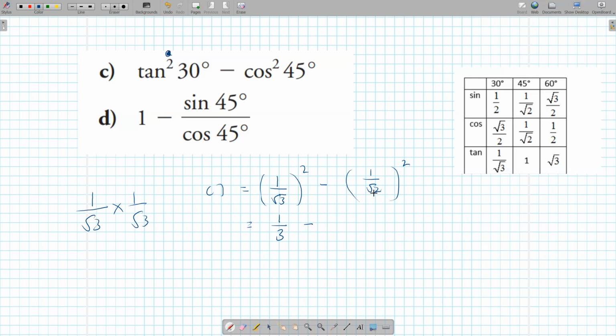1 over 2, good. Now, is this going to be 0 over 1? Is that right? Because 1 minus 1 is 0, 3 minus 2 is 1. You have to find the common denominator. Yes, what's the common denominator between 3 and 2?